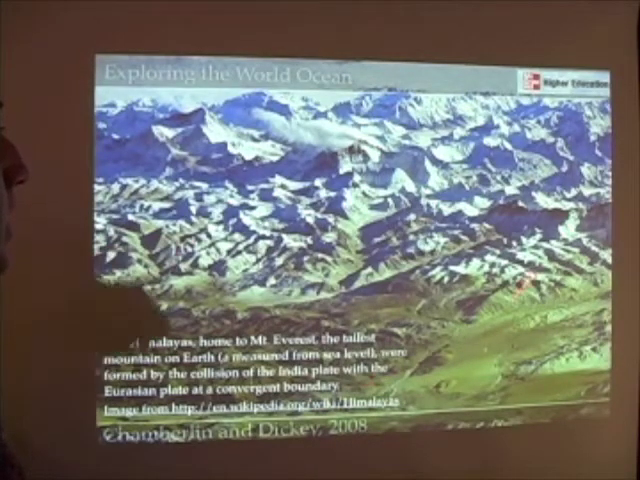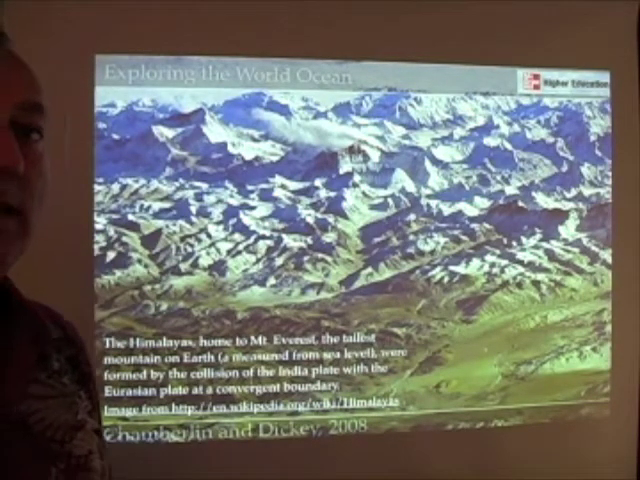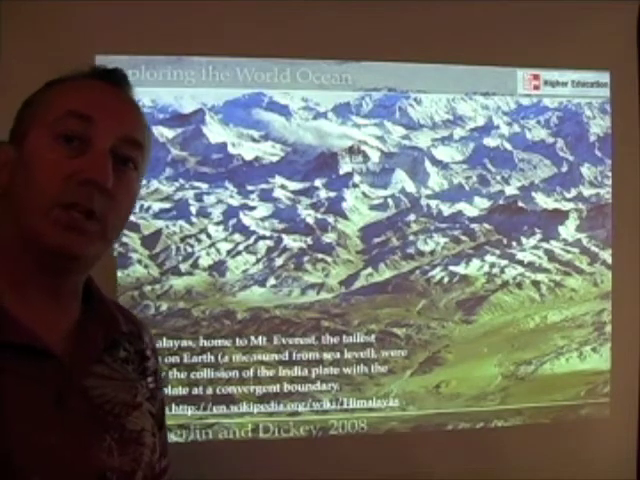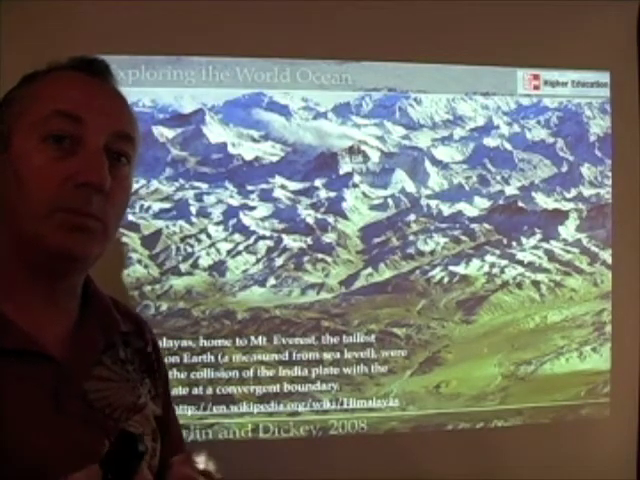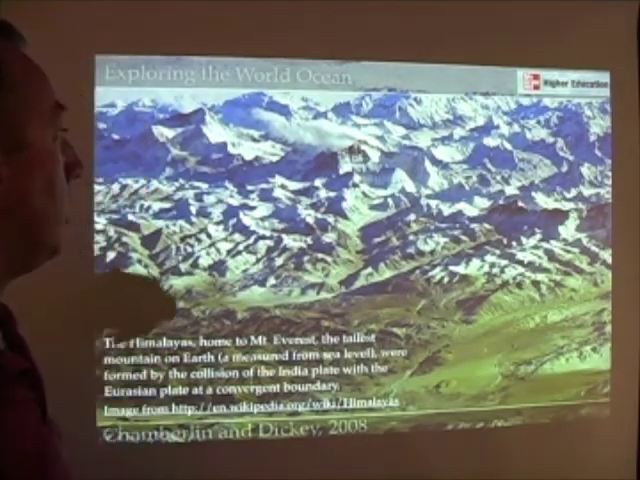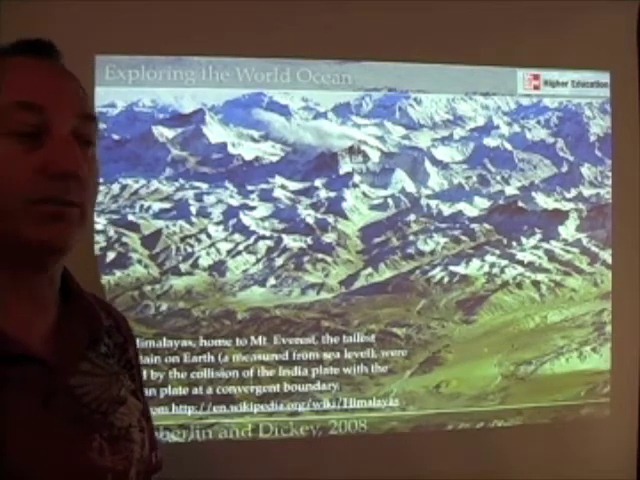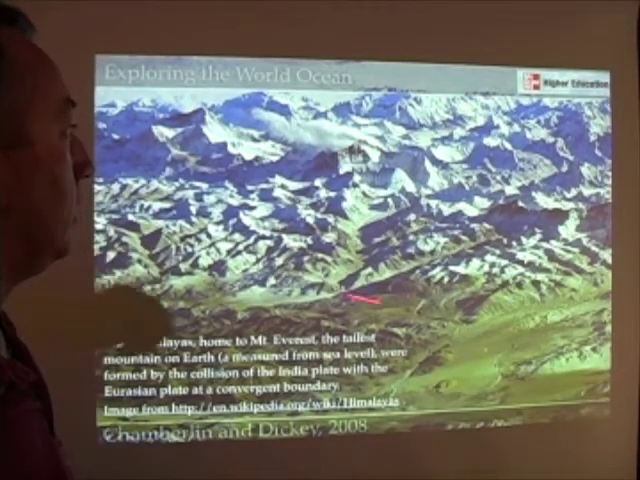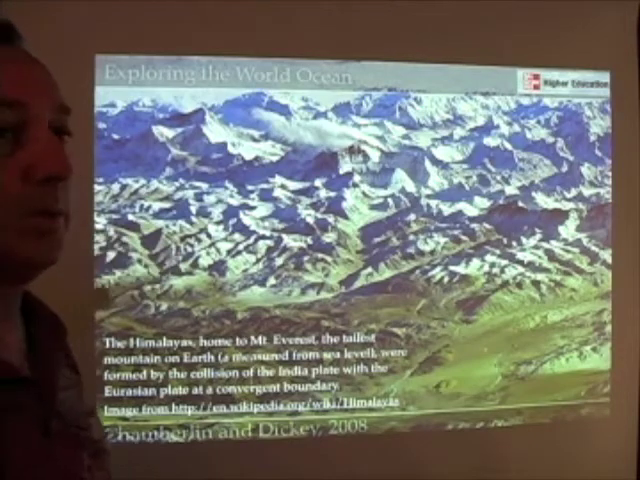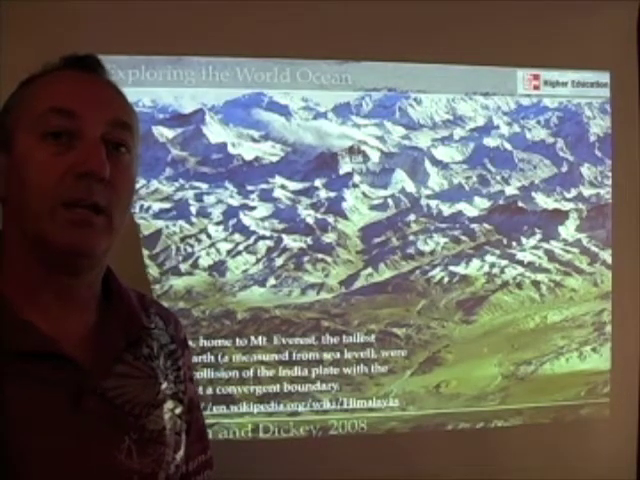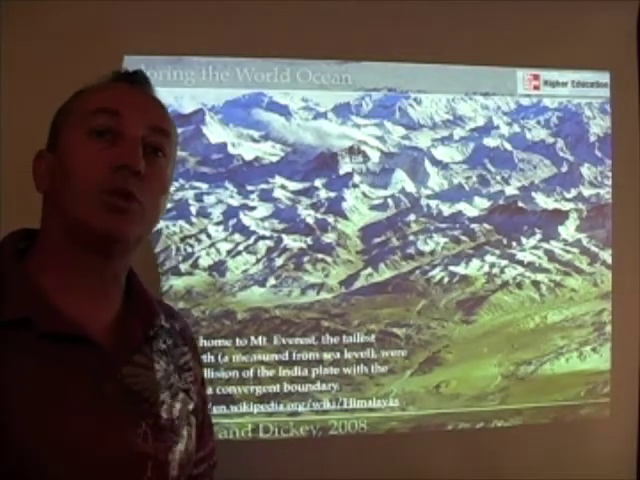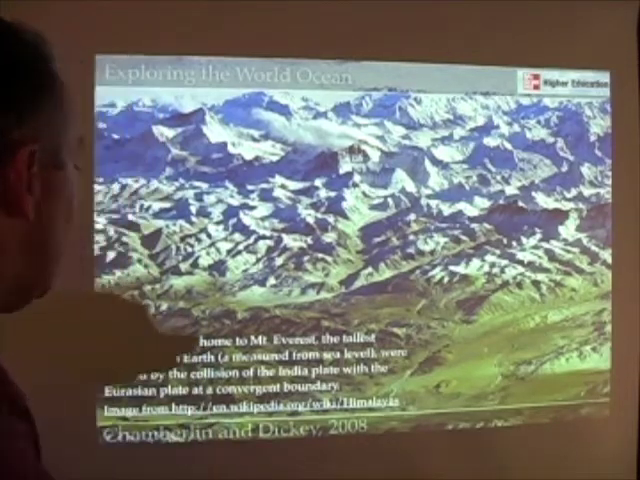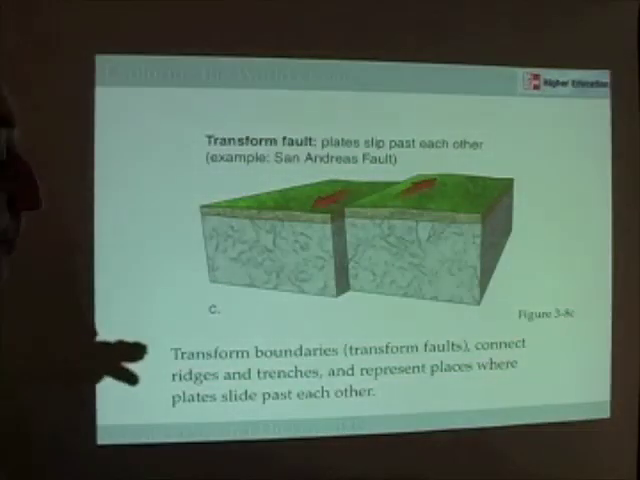Mount Everest, the Himalayas, is an example of where two plates have collided, and that collision between those two plates has thrown up the highest mountains on Earth. So here we have a great example in the Himalayas, home to Mount Everest, where plate tectonics has created one of the most extraordinary features that we find on the surface of our planet.